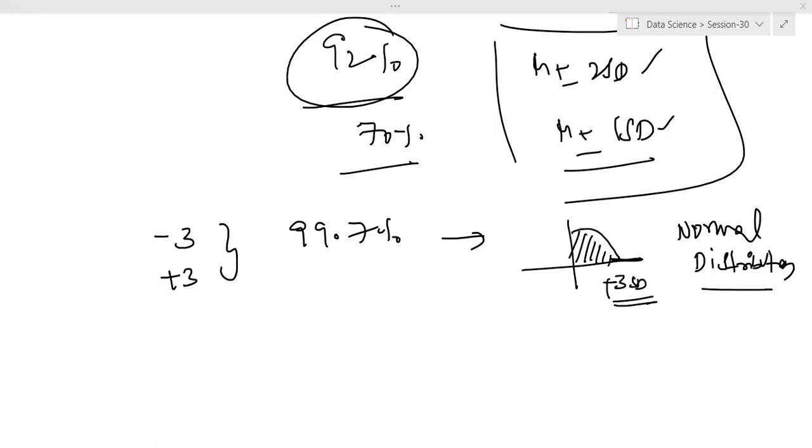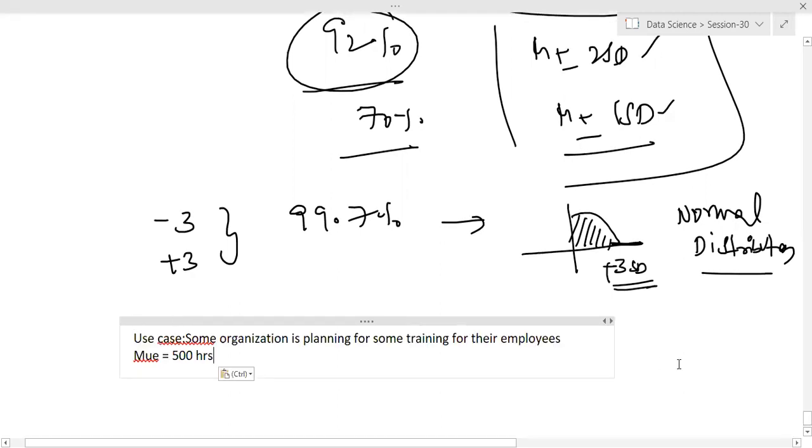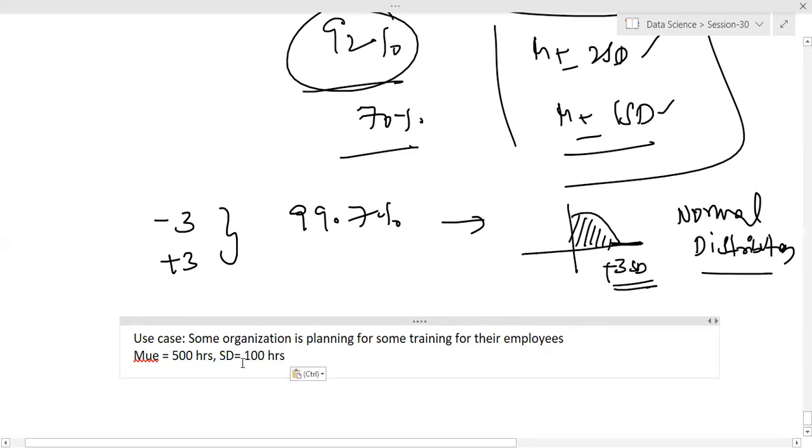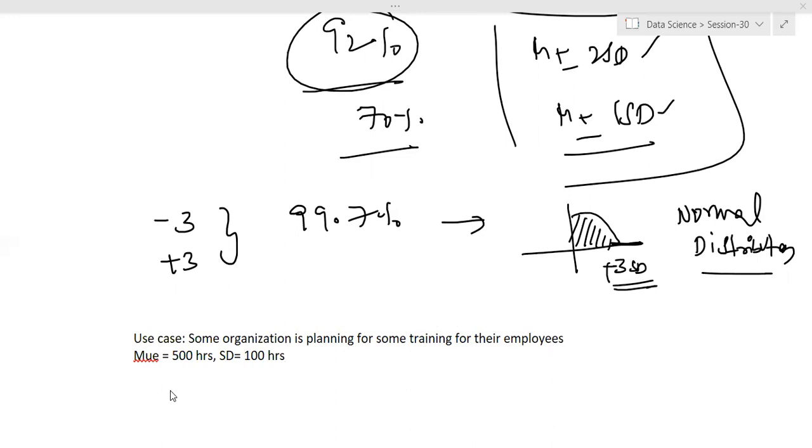Let me pull up a case study for you guys. Use case: an organization is planning some training for their employees. The average or mean of the training is 500 hours. The standard deviation is 100 hours. I mean to say this is a self-learning kind of thing. They have put in 500 hours of content, and plus or minus those 500 can be observed as the time taken by those managers to complete the course.